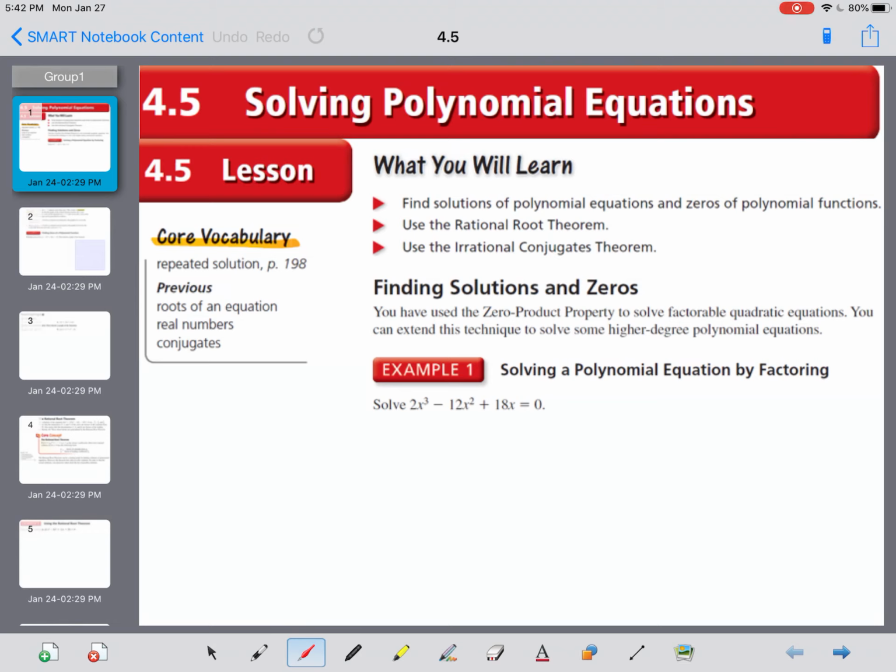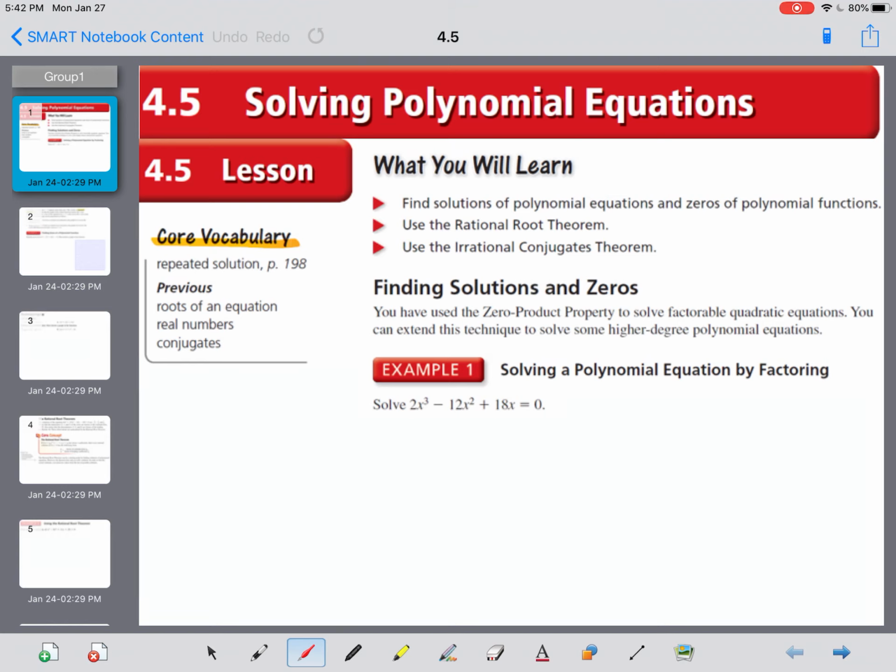But let's look at solve 2x to the third minus 12x squared plus 18x equals 0. Once it's set equal to 0, that's when we know we're in solve mode. Okay, so we are going to use the zero product property. If we factor this thing all the way out, this multiplies times this multiplies times this to equal 0, if any one of those is 0, then the whole thing's 0. That's why we're looking for what are called zeros. Answers, x's, solutions, solves, intercepts.